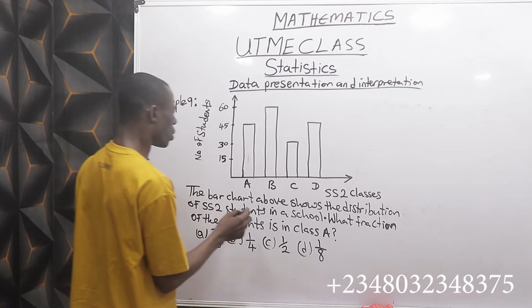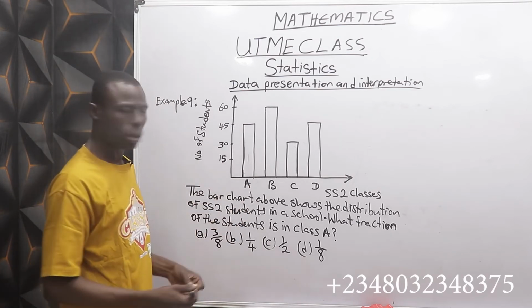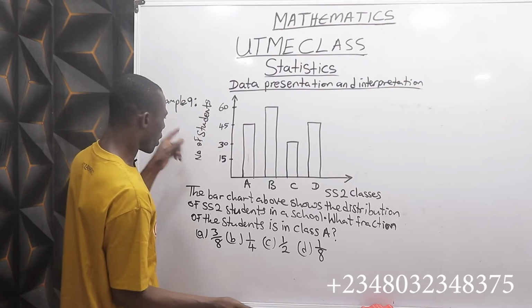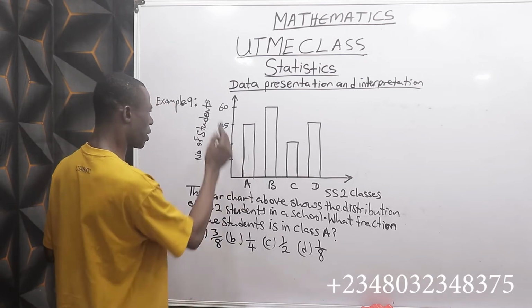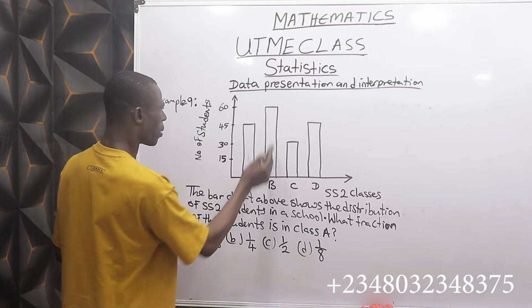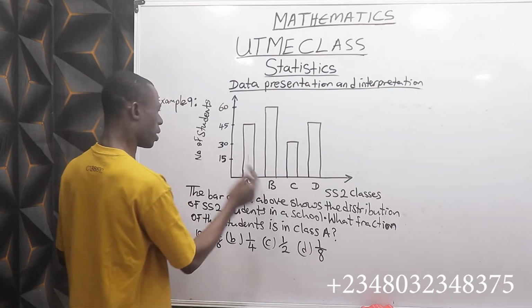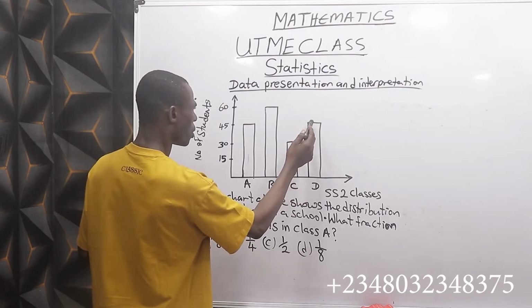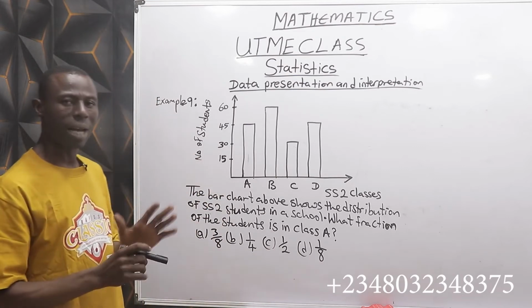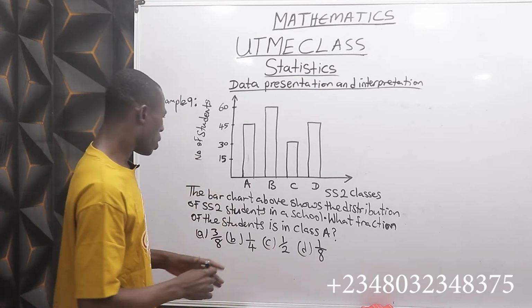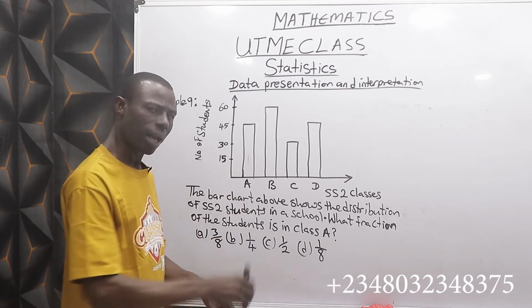The first thing to do is, what is the total number of the students in SS2? I've taught you in example 8 how to get that. Total number of students in class A is 45, plus 60 in class B, plus 30 in class C, plus 45 in class D, and that gives us a total of 180 students. Now, what fraction of the students is in class A?